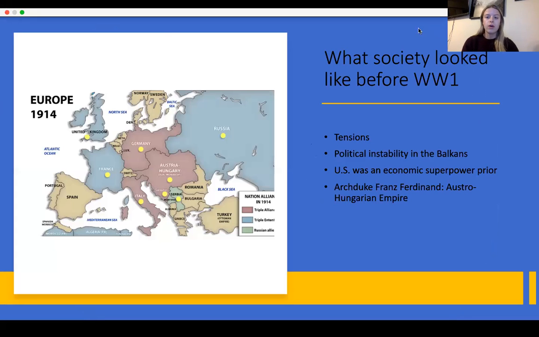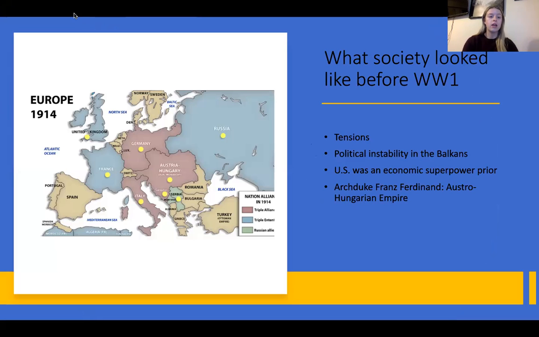Okay, so what did society look like before World War I? This is Europe in 1914, and there are tensions brewing in the European region. This is because of a lot of different factors in these imperial powers, such as France, the United Kingdom, Russia, Austria-Hungary, Germany, and Italy. This also includes the political instability in the Balkans, specifically with Serbia wanting to take over the Balkan area. During this time, the US was also an economic superpower. Obviously, they're not in this European region, but I thought it would be relevant to include that the US was doing very well during this time.